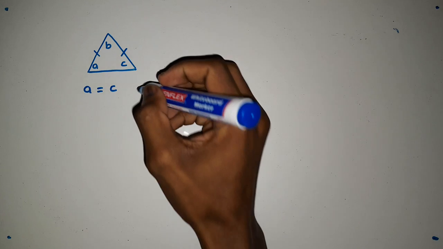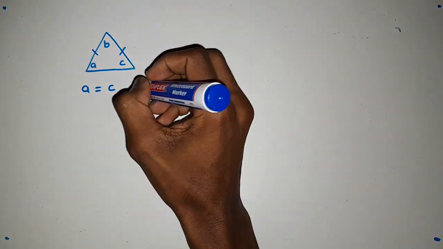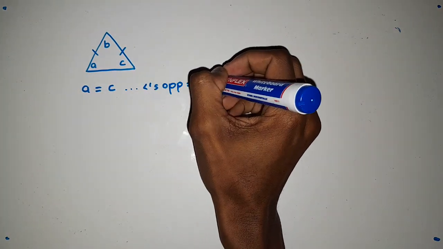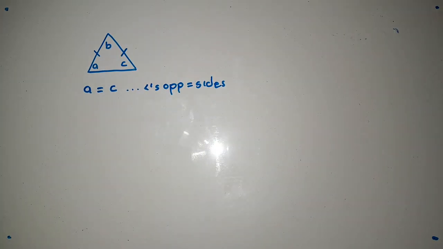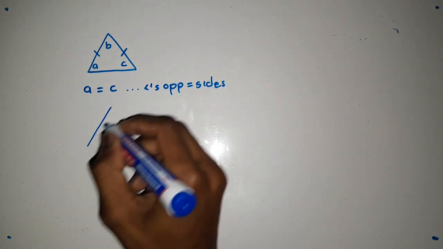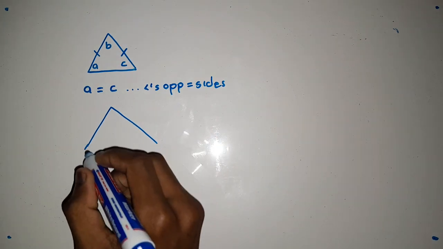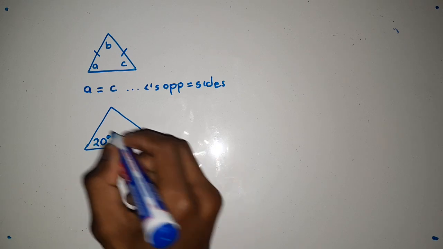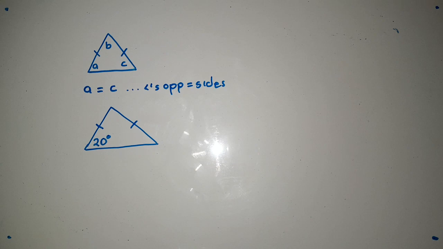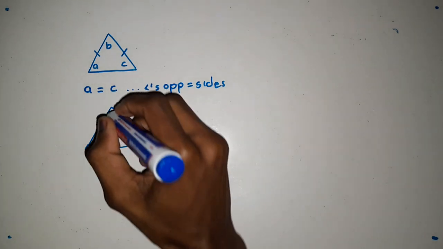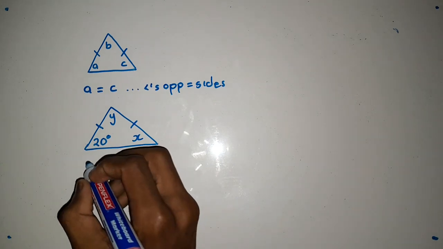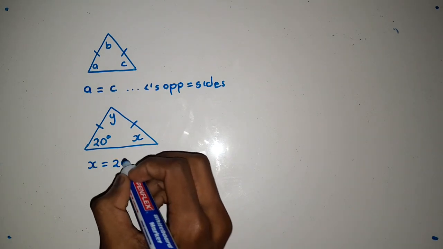What is going to be the reason? So we are going to say angles opposite equal sides. Do you understand? It's like now if I were to give you an application, let's say if I give you 20 degrees over here, then I write these two lines, then I say x, then let me add y. Figure out the value of x and y. Firstly, for x, we are going to say x is equal to 20 degrees.